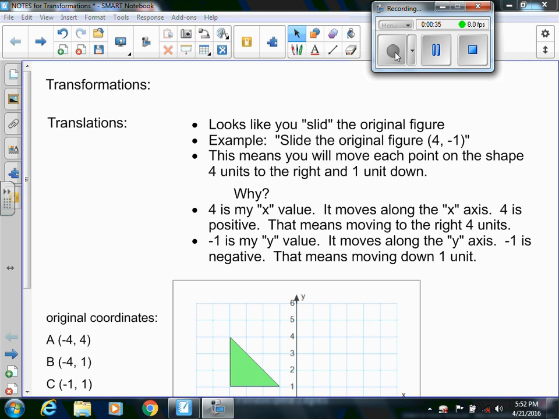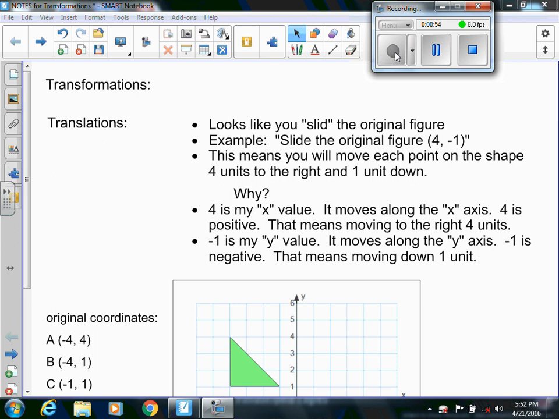So first of all, translations. This is something that looks like you slid the original figure. The example here is we're going to slide the original figure (4, -1). What this means is we're going to move each point on the shape 4 units to the right and 1 unit down. Well, why is that?